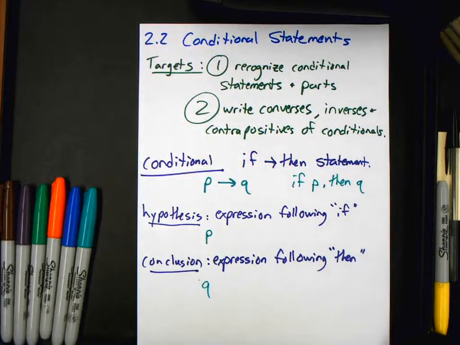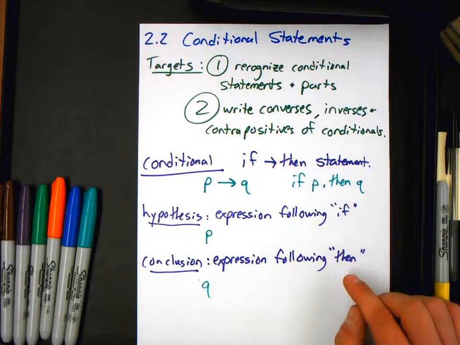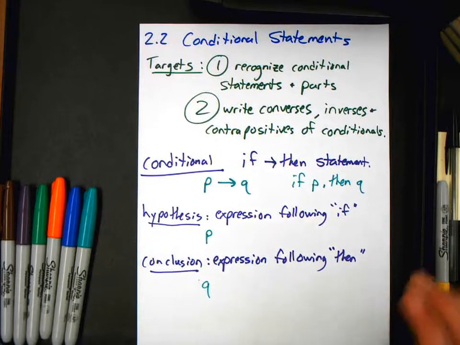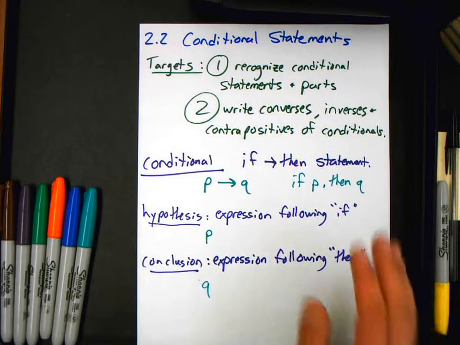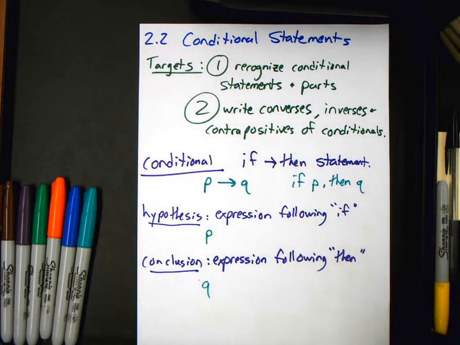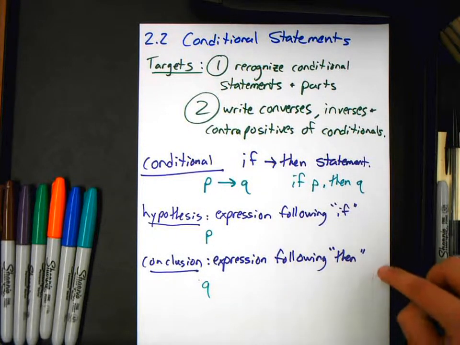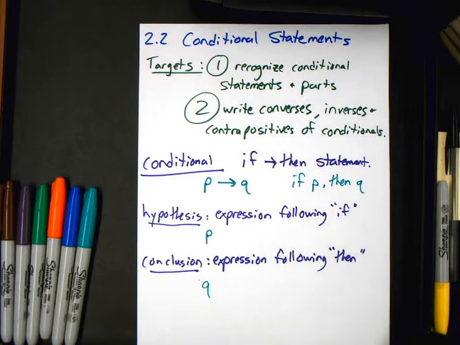The next one is a conclusion, and it is the expression that is immediately following the then. So in my example of, if you get every question right on the quiz, then you will get an A. That part that is right after the then, you will get an A, that is the conclusion. That is what will happen if your hypothesis happens.